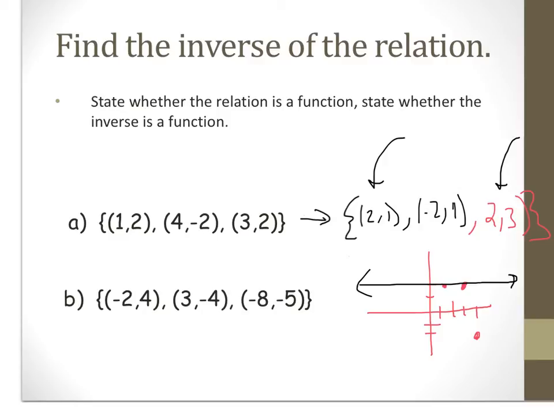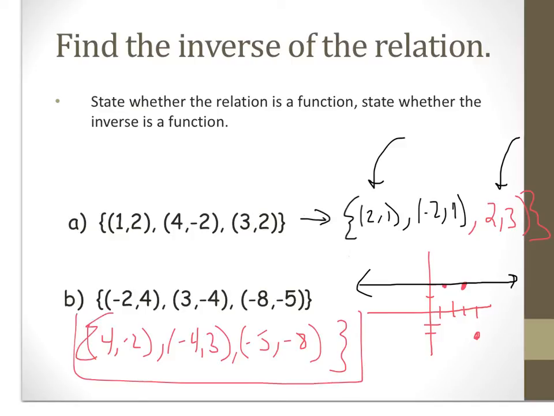And last but not least, we'll look at b. So to get the inverse, I just switch my coordinates. And you'll notice here that this guy is definitely a function because they have different x values.